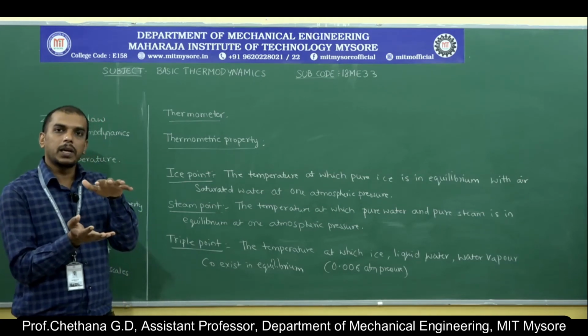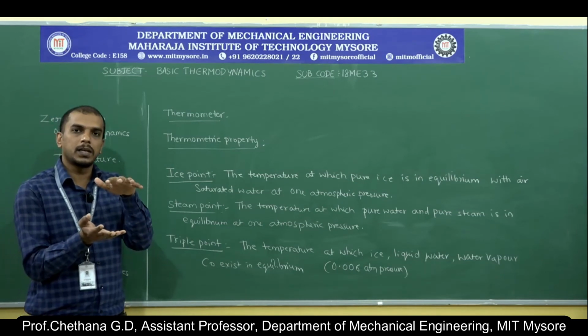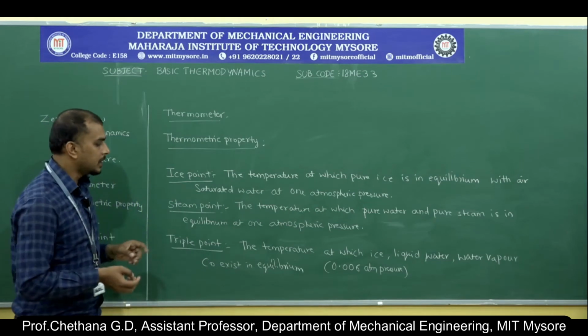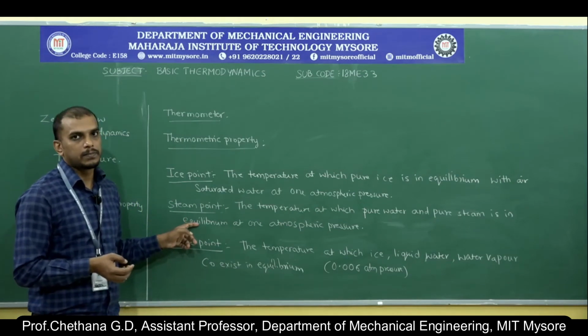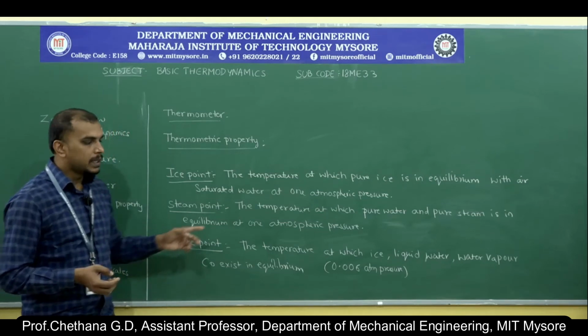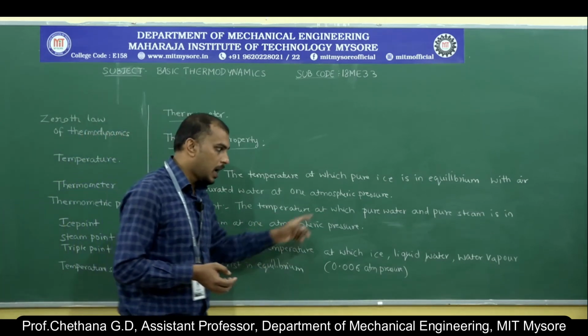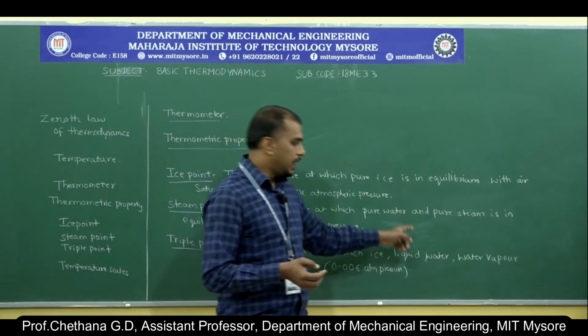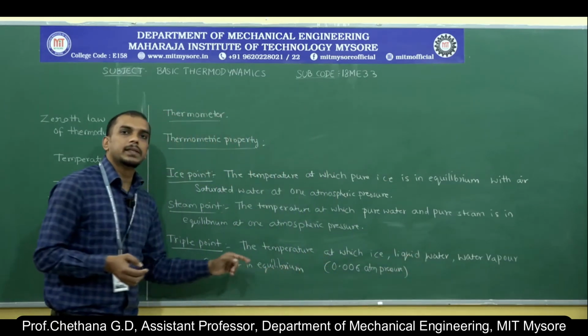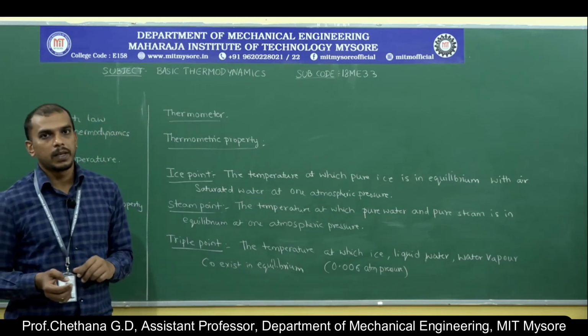So, if this is happening at 1 atmospheric pressure and if you measure the temperature, that temperature we call as steam point. The next definition is triple point. The temperature at which ice, liquid water and water vapor coexist in equilibrium.